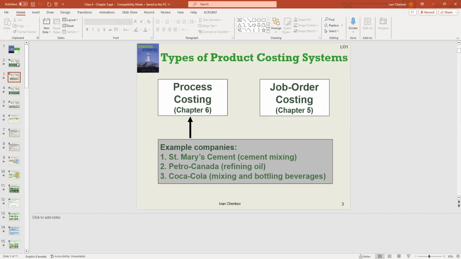Examples of a company using process costing would be a cement mixing company, Petro-Canada refining oil, and Coca-Cola producing the same drink over and over and over again.